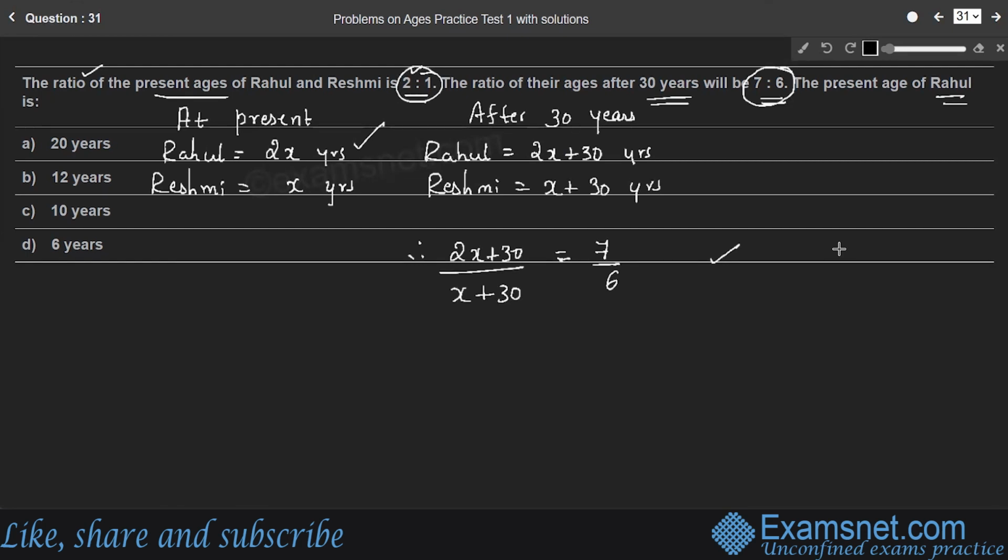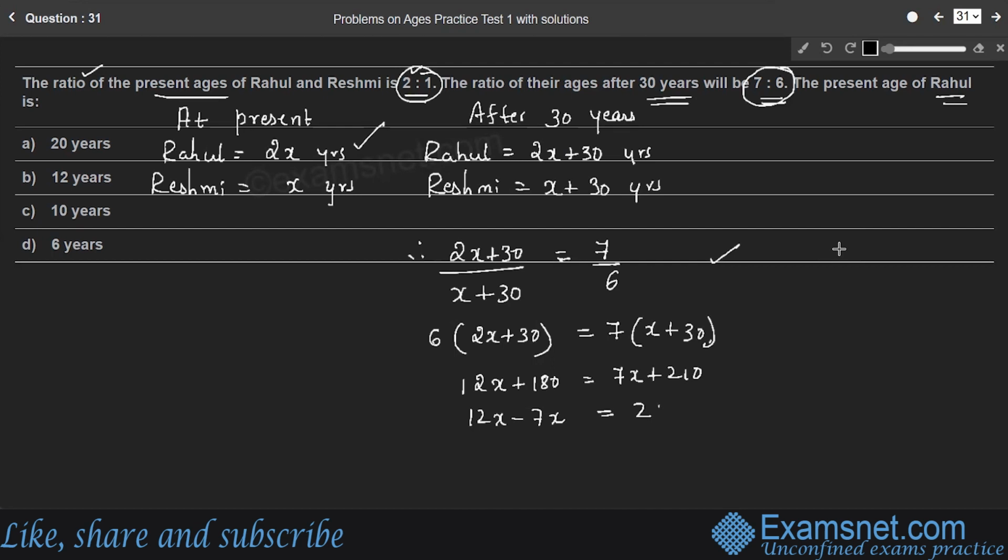of x, right? So 6 into 2x plus 30 is equal to 7 into x plus 30. So which is 12x plus 180 is equal to 7x plus 210. So here 12x minus 7x, which is 5x, is equal to 210 minus 180. So we have 5x is equal to 30. So the value of x is 30 by 5, which is 6. So the value of x is 6.